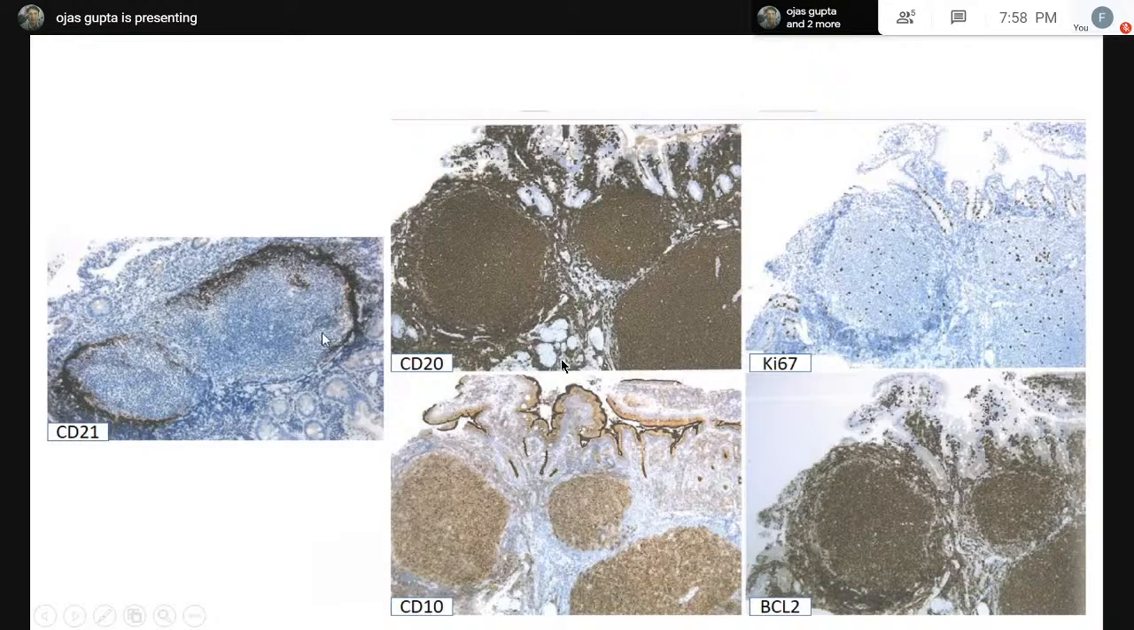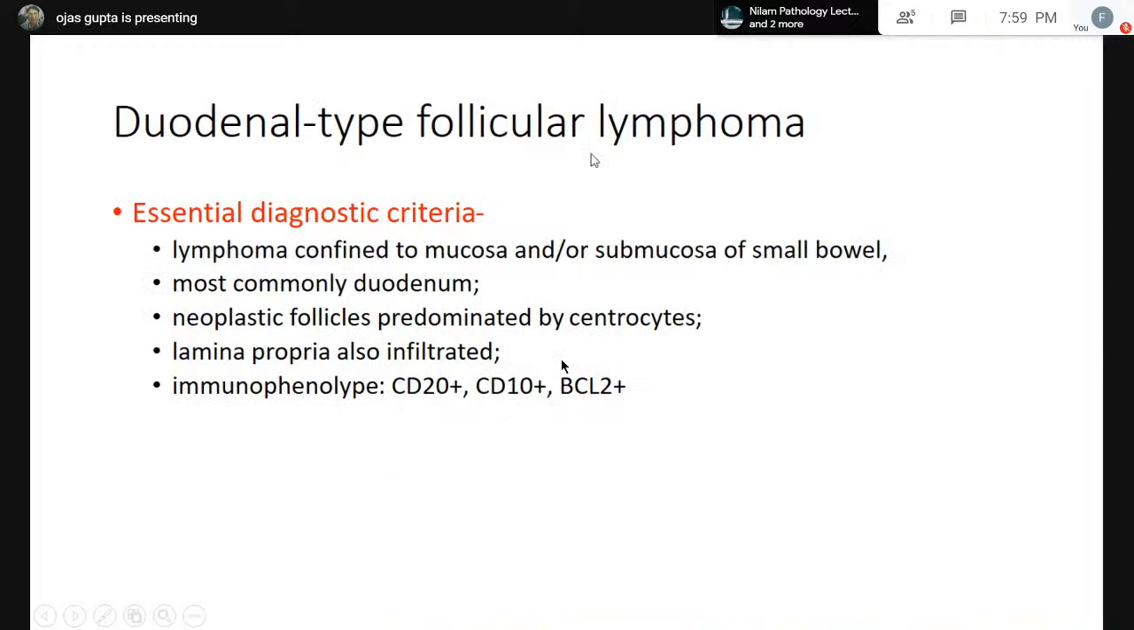Immunohistochemistry was performed. For follicular dendritic cells, CD21 was done, and it showed relocalization of these follicular dendritic cells to the periphery. CD20 highlights these neoplastic follicles as comprising B cells. It was low in proliferative index, and positive for germinal center markers, that is CD10, and also positive for BCL2. We previously saw that in the germinal center BCL2 is negative, but here it is positive. So this is pathological, and the diagnosis is duodenal type follicular lymphoma.